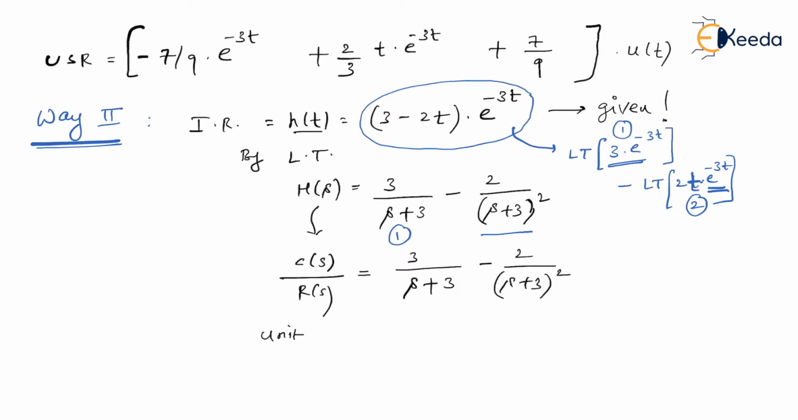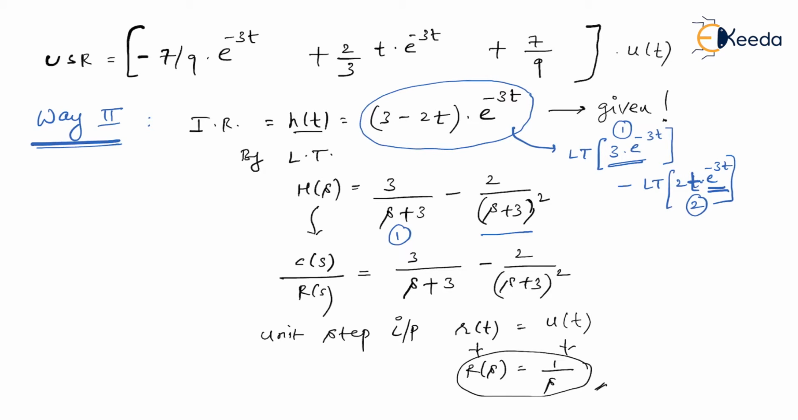Since it is a unit step input, we take r of t as the reference input equal to what? Unit step, that is u of t. And we know that the Laplace transform of r of t is nothing but r of s, and the Laplace transform of u of t is nothing but 1 by s. So I have the value of r of s now. Since I have the value of r of s, I can substitute here and I can get the value for c of s.